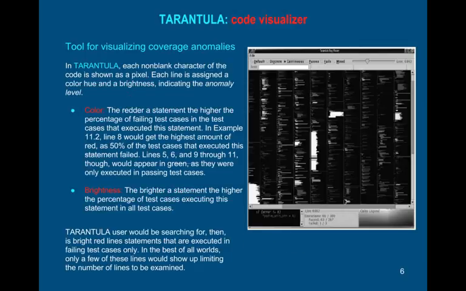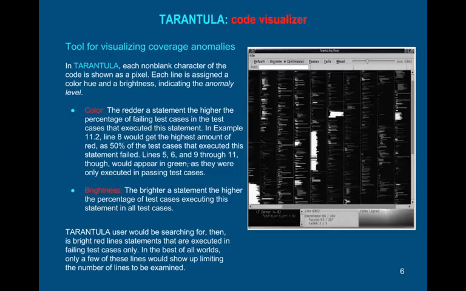The next thing is Tarantula, the code visualizer, a tool for visualizing coverage anomalies. In Tarantula, each non-blank character of the code is shown as a pixel. Each line is assigned a color, hue, and a brightness, indicating the anomaly level. As you can see in the picture on the right, this is just a picture of the tool. So for the color, the redder a statement, the higher the percentage of failing test cases in the test cases that executed this statement.